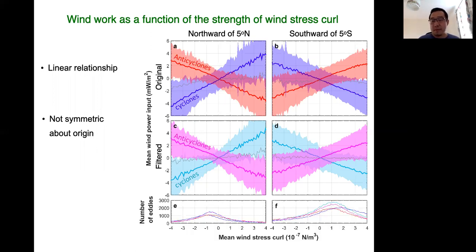So the last thing to mention here is, if we plot the number of eddies detected in this work against the mean wind stress curl, we will find most eddies detected using that eddy identification scheme are in the regions of anticyclonic wind stress curl. Anticyclonic wind stress curl means negative in the northern hemisphere and positive in the southern hemisphere.